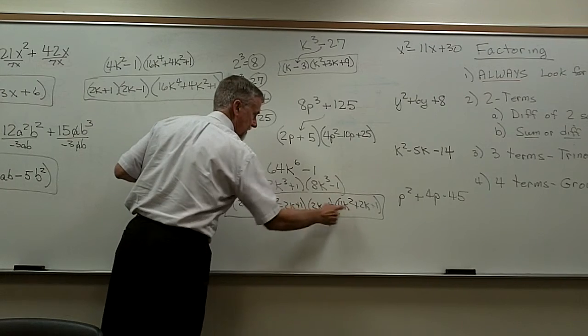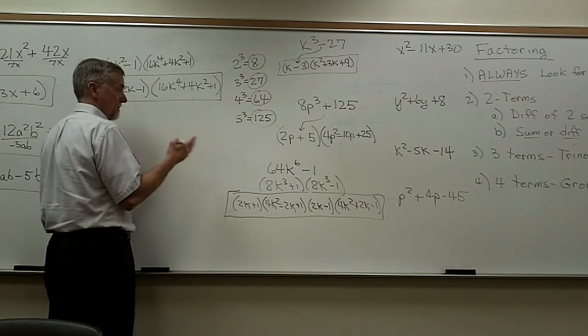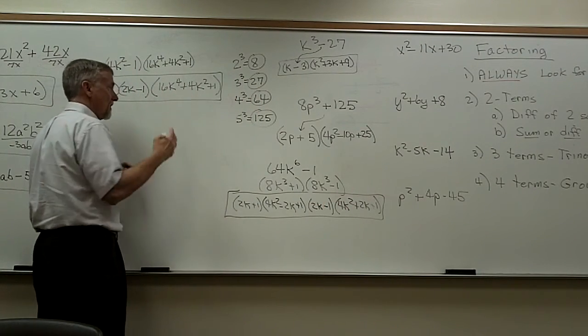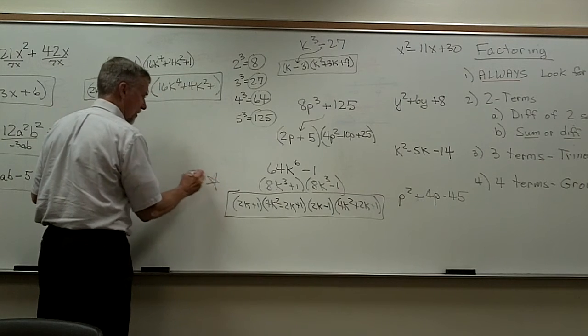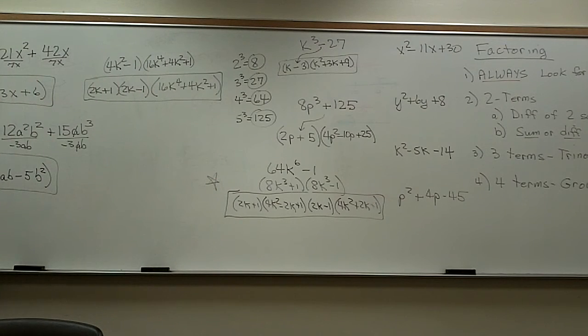It breaks down into these two trinomials, but being able to do that is not within the realm of any type of factoring you've ever talked about. So again, both of them are correct. This is more correct in a sense. So an illustration of both difference of cubes and difference of squares.